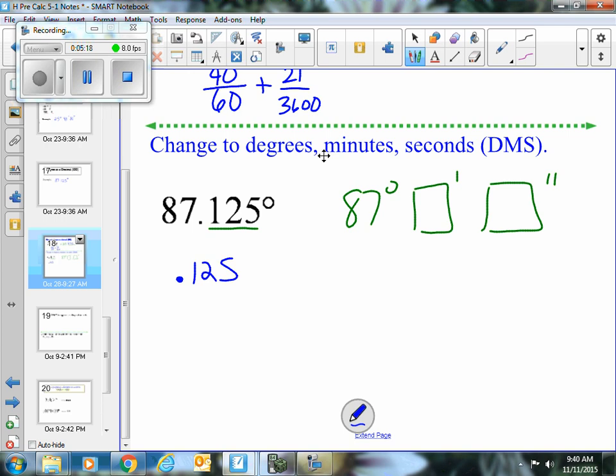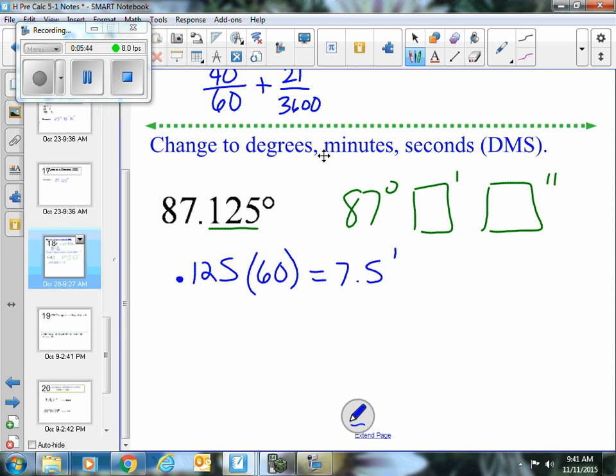So how would you change degrees into minutes? Well, it's exactly the same as changing degrees, or I mean hours into minutes. It's the same thing. So how do you change hours into minutes? Well, if I have 2 hours, how many minutes would that be? You do 2 times 60. Same thing here. How do we change 0.125 of a degree into minutes? I'm going to times by 60. And when I multiply that out, I think you get 7.5.